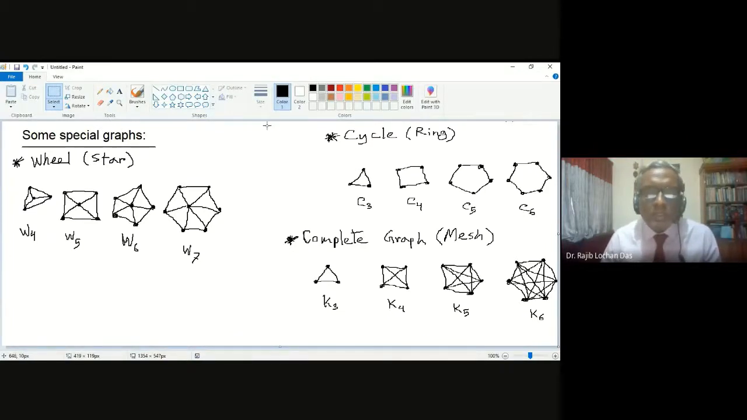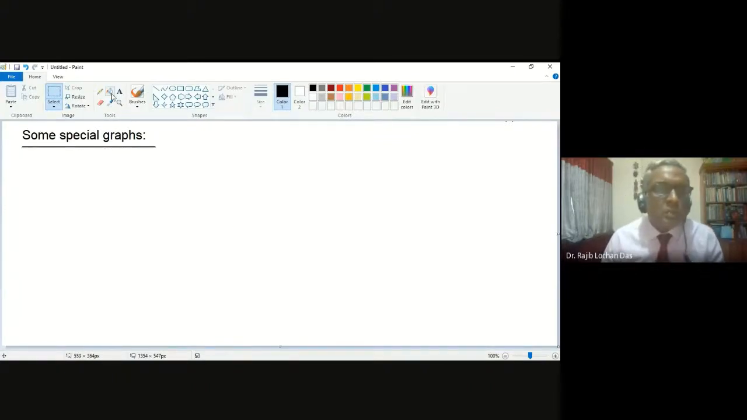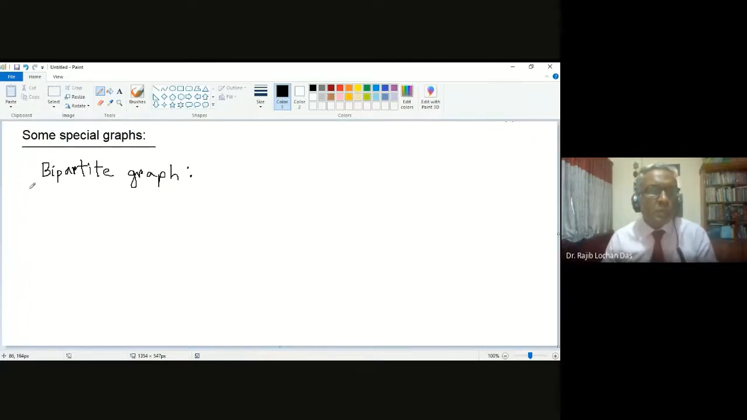Another special graph is different. It is not like this, but it is a duplicate presentation of a graph, and the name is bipartite graph. So this is different. This is not wheel, not star, not complete. It is a different type of graph, a special graph. So I'm writing the definition here. What is a bipartite graph? Bi means two and part means part.